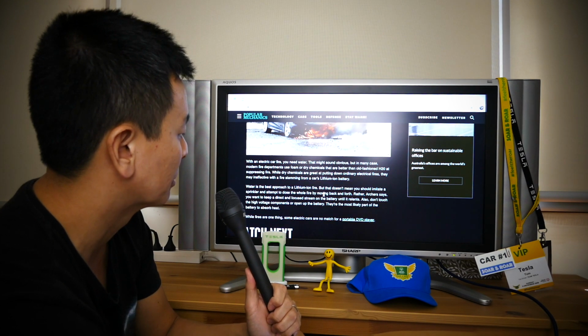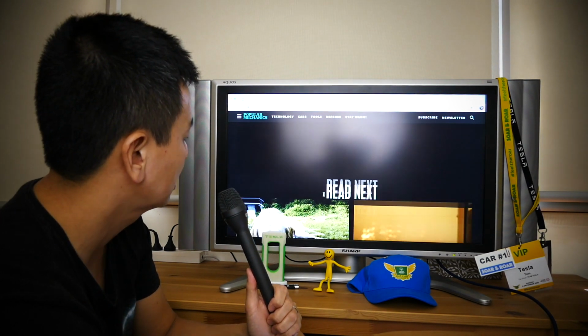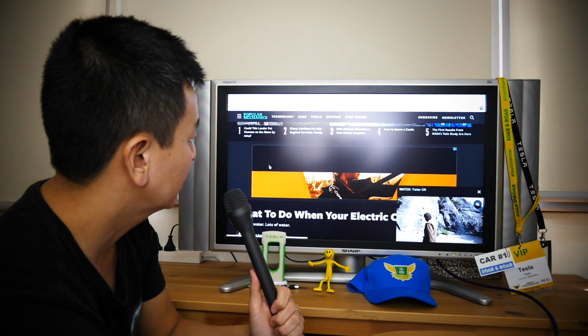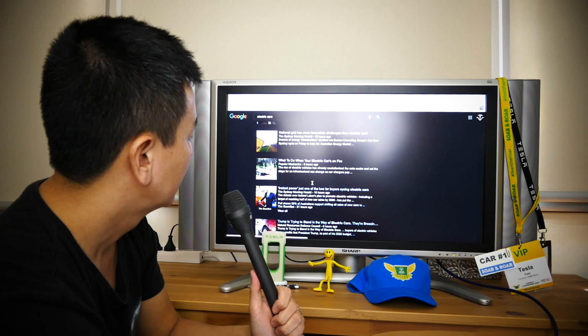Don't touch the high voltage components. You know, that's sort of common sense. Okay, well, that's good to know from a firefighter's perspective. Let's have a look at article number 4.